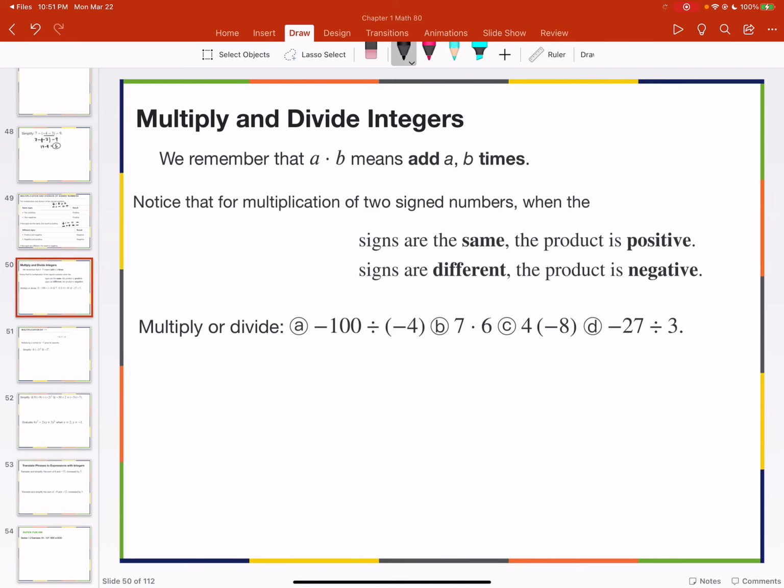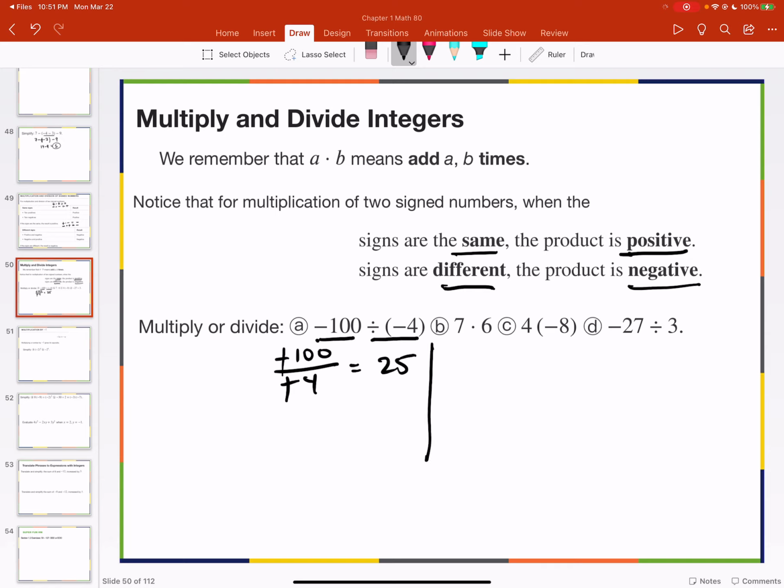All right. So if the signs are the same, the product is positive. If the signs are different, the product is negative. And that goes for division as well. So you have -100 divided by -4. That's just 25 positive, right?